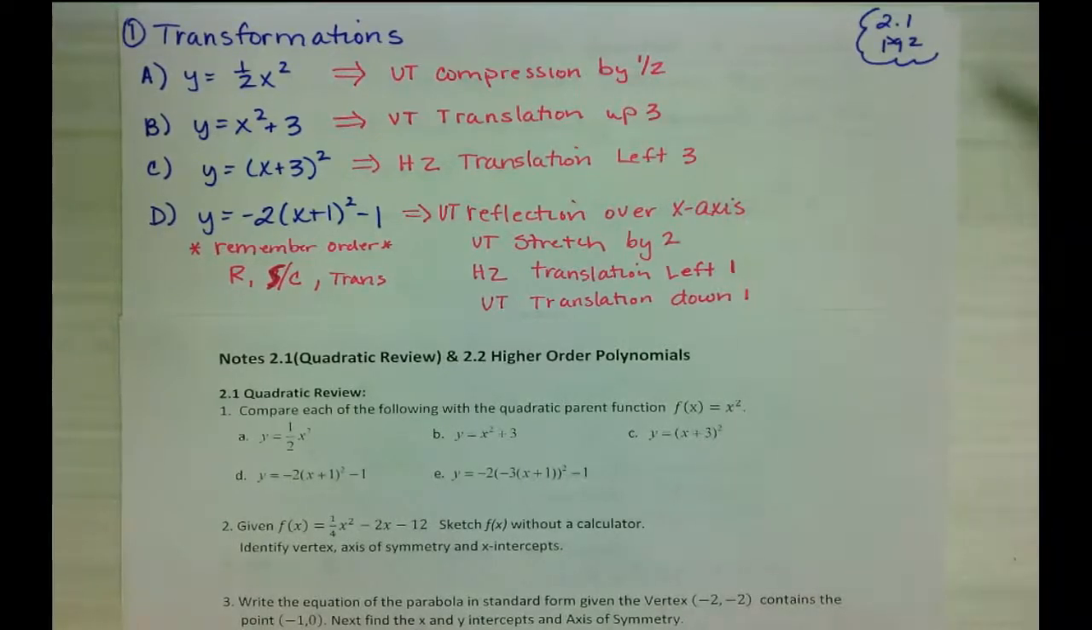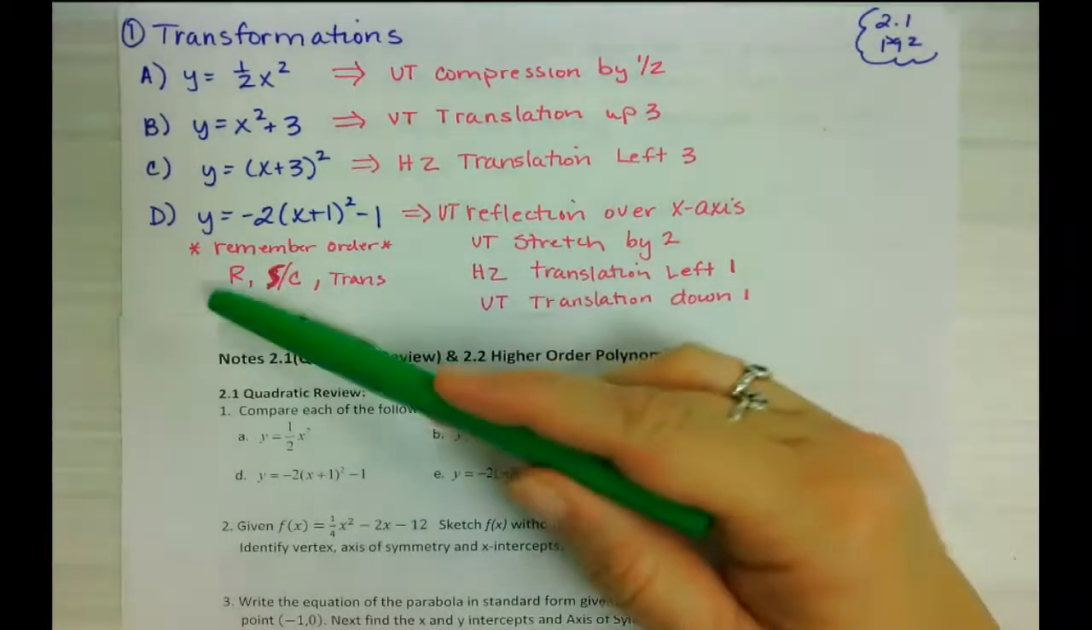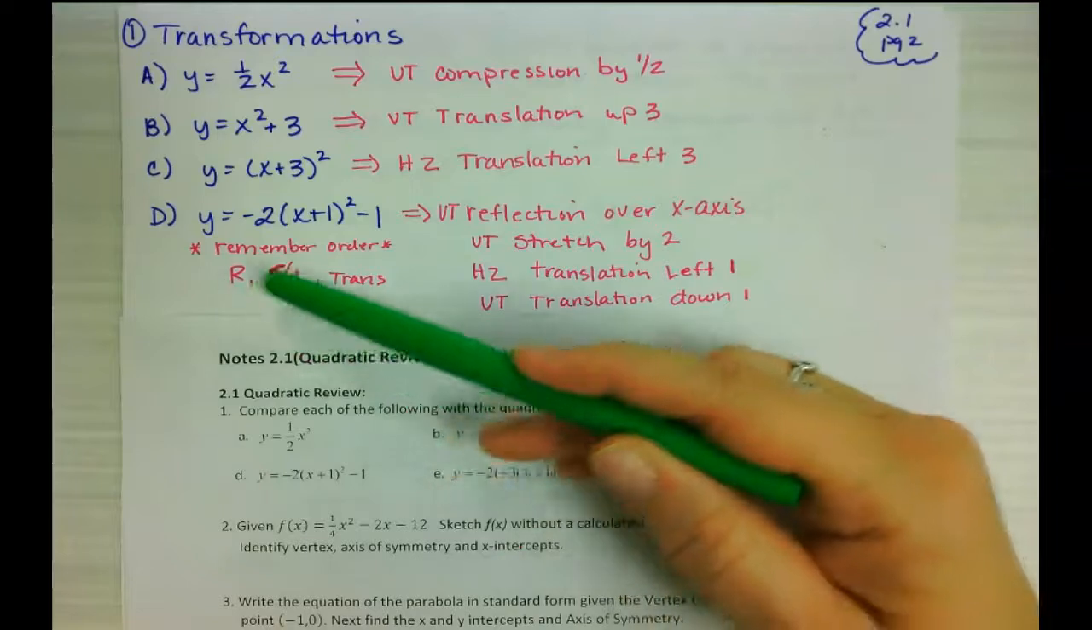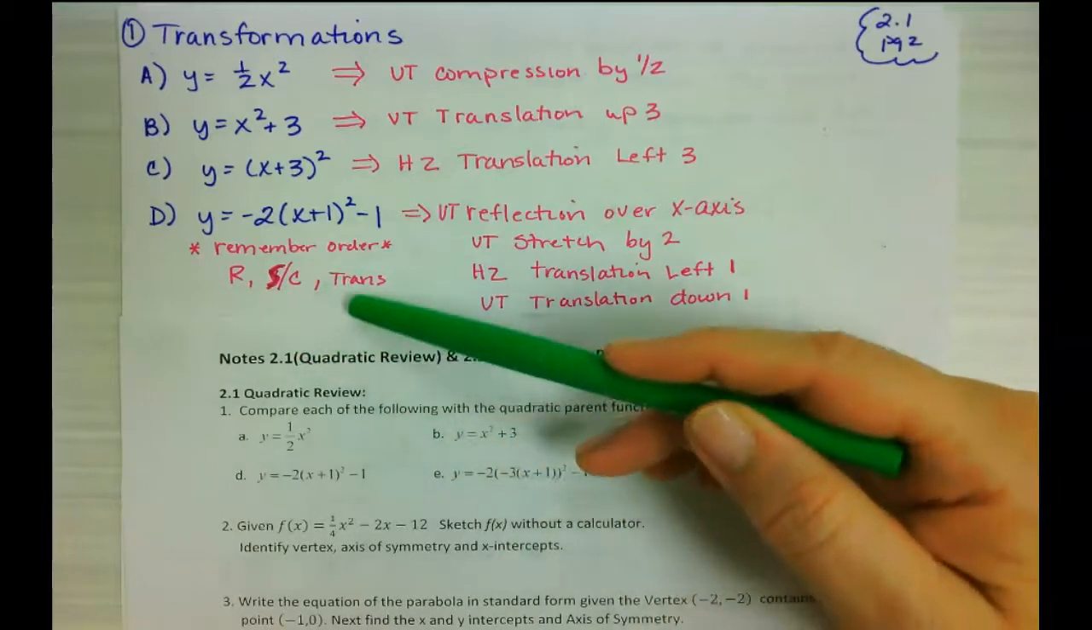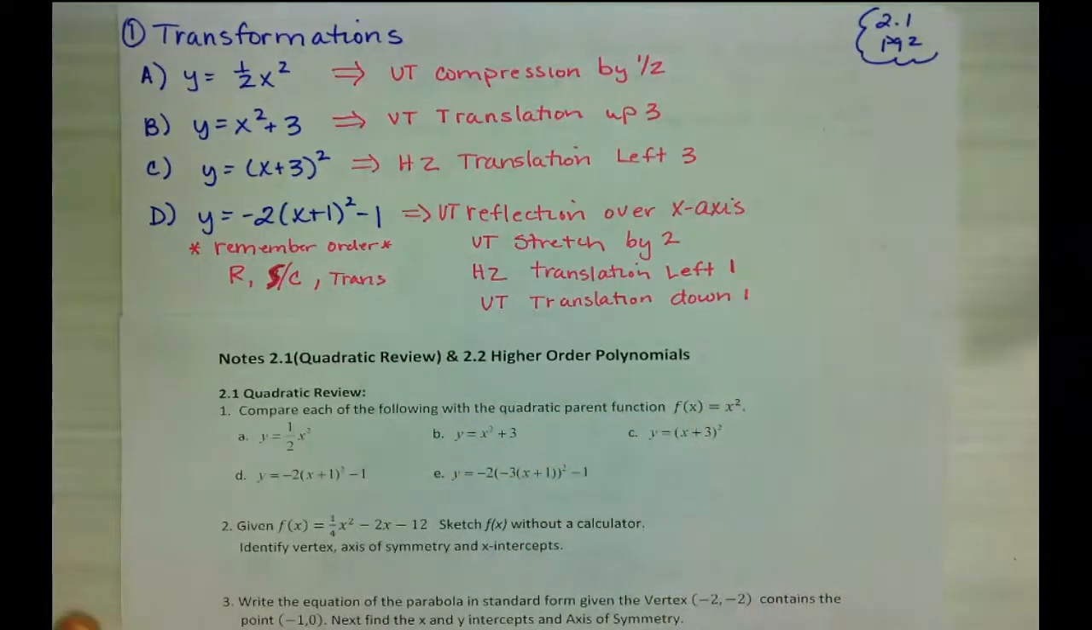Remember, your order is reflection, then stretch compression, and then translations. So it doesn't matter which one reflects as long as you do all reflections first, then all stretch and compression, and then all translations. And that way we'll ensure that our graph in a transformation will match up with our graph algebraically.